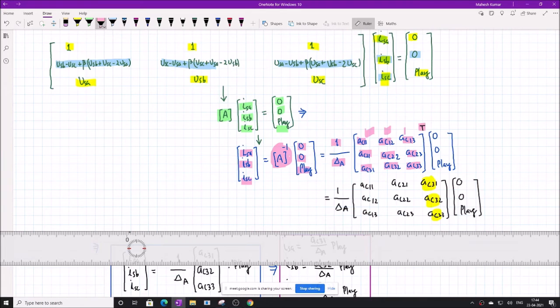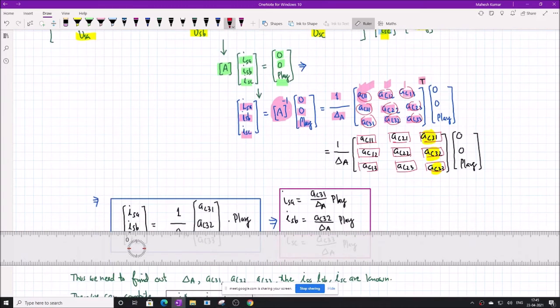So A is the element of A, small a is the element of A, and C for cofactor, and this number 1, 1 means first row, first column. So these are the cofactors. But if I transpose these cofactors, then rows become columns, and therefore this is AC11, this is AC12, this is AC13, this is AC21, this is AC22, this is AC23, this is AC31, this is AC32, this is AC33.